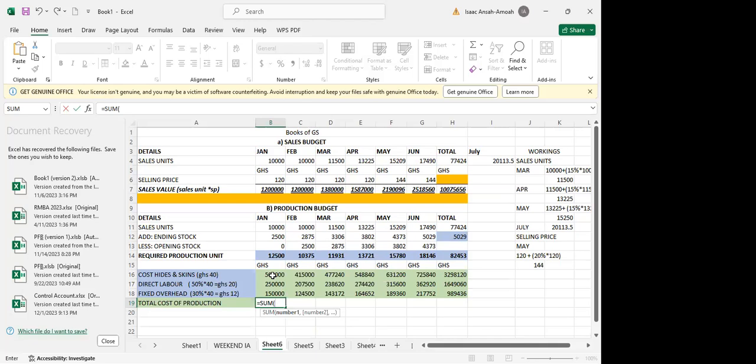If I go to February, it will be the same thing. Cost of direct labor and then fixed overheads.